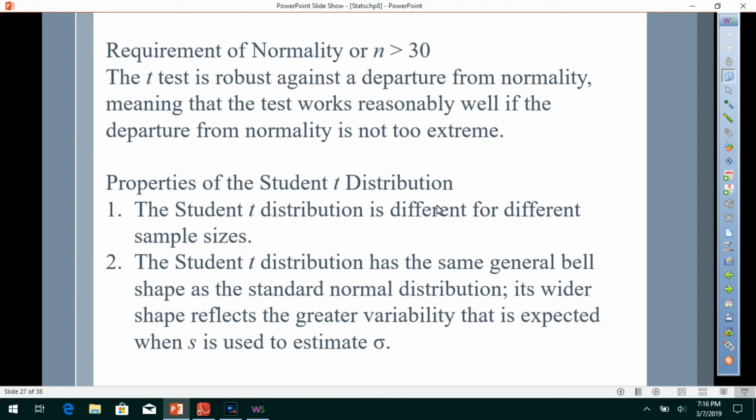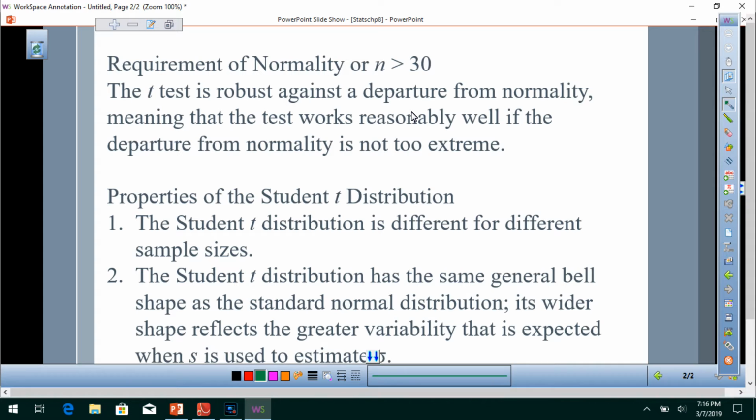Requirement of normality, or n is greater than 30. The t-test is robust against a departure from normality, meaning that the test works reasonably well if the departure from normality is not too extreme. In other words, if the population is not itself normally distributed, use the condition n is greater than 30 for justifying its use. And we've learned in the past normal probability plots and things like that to test if it is normal.